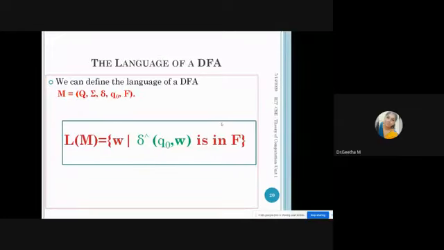So the condition for W is the process delta cap of q0 comma W. After completing this process, definitely it should be in capital F. Then only we can say that W is accepted. Then only can we say that this is the language for this finite automata. So the language of capital M is equal to W, where delta cap of q0 comma W is in F. This is the language of DFA.